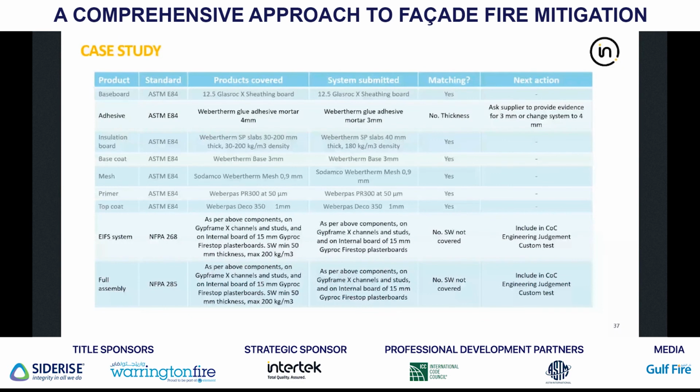Here, what can you do in this case for the system? Either include it in the COC, so the manufacturer or the supplier would go to the certification body and update it. You can get an engineering judgment or a custom test. These are usually in order of resources required to make the system compliant. So there are options. There are always options. So talk to the supplier, and a solution can always be found.